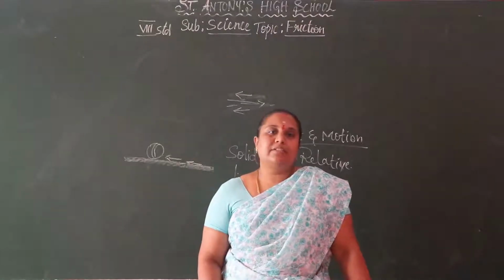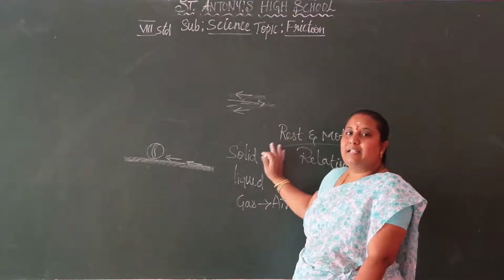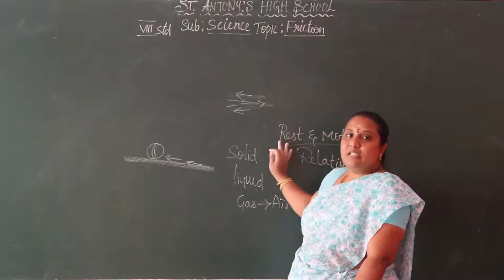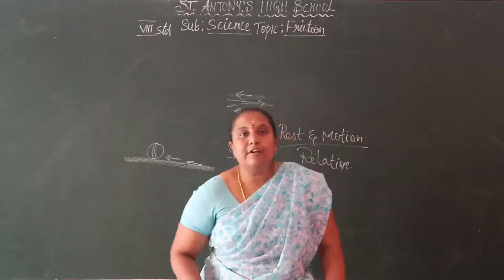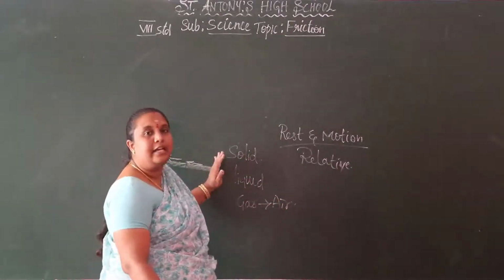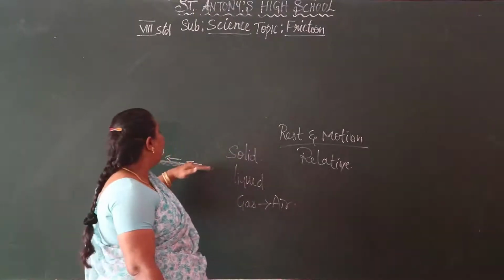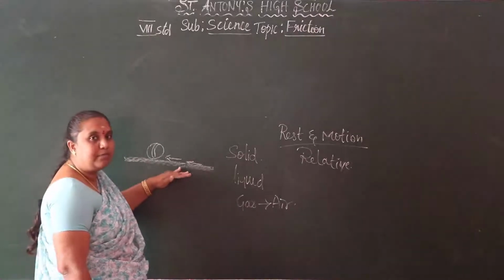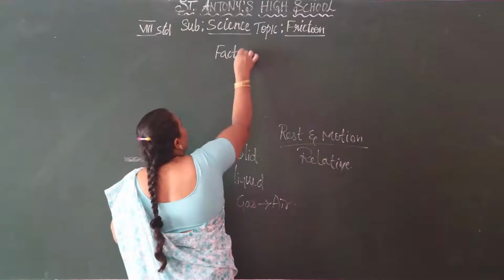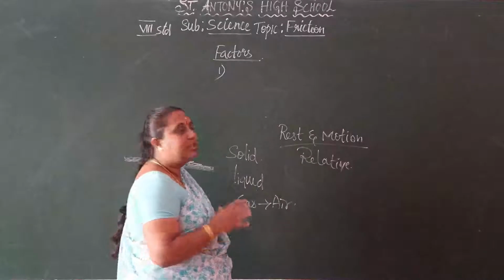Then, factors affecting friction. These are the properties of the frictional force. And what are the factors which affect the frictional force? I told you here: it moves in the opposite direction, and also the irregularities on the surfaces of the objects. What are the factors affecting friction? First one, the irregularities on the surface.